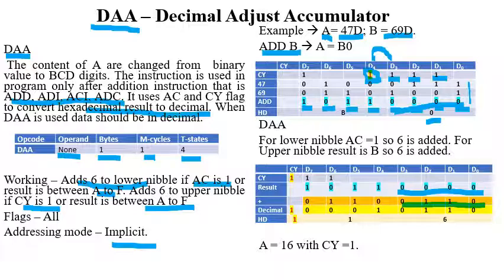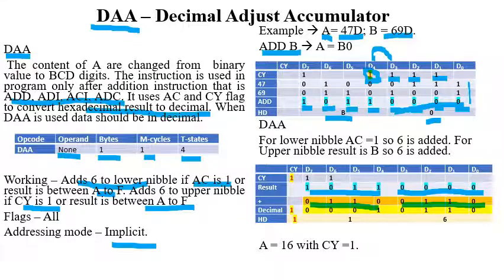Similarly, for the upper nibble, the result is 1 0 1 1, which is B. So the result is between A to F. You have to add again 6 to the upper nibble. Upper nibble is 1 0 1 1. You add 6 to it.